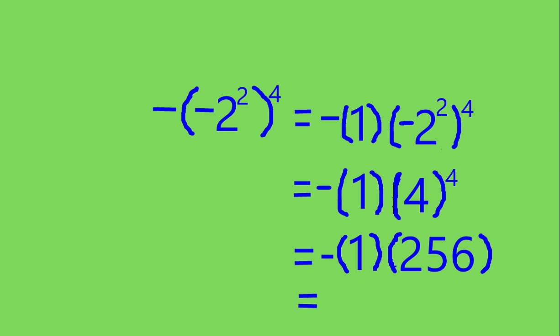So now we are left with a -1 that is being multiplied by 256. Any negative number that is being multiplied by a positive number, the answer will become negative. Or any positive number that is being multiplied by a negative number, we'd still get a negative answer. -1 times 256 equals -256.